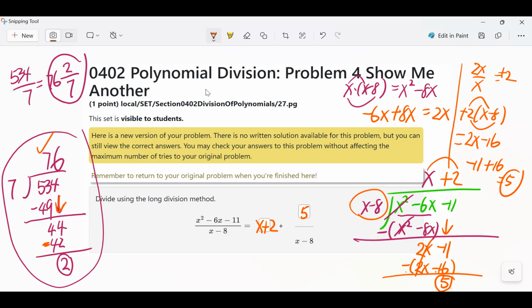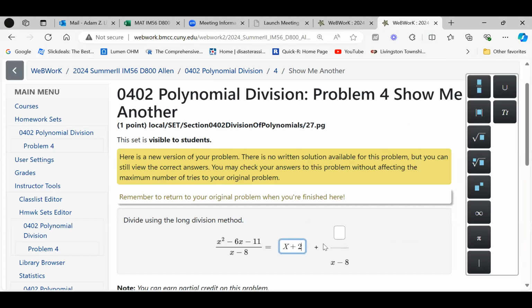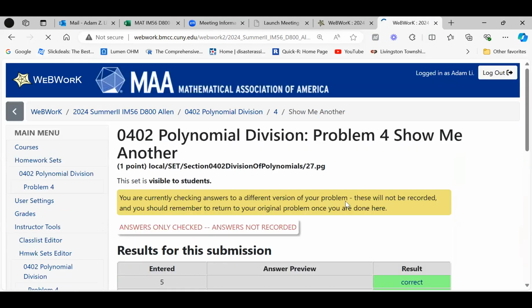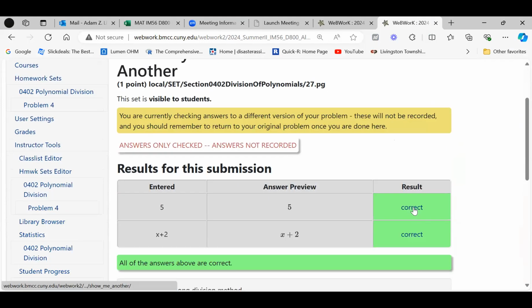All right, that's how you handle this type of problem. Do you guys have any questions about this? No. Okay, very good. So x plus 2, great. I'm glad you all understand this very quickly. Yes, you can check the answer. Both correct.